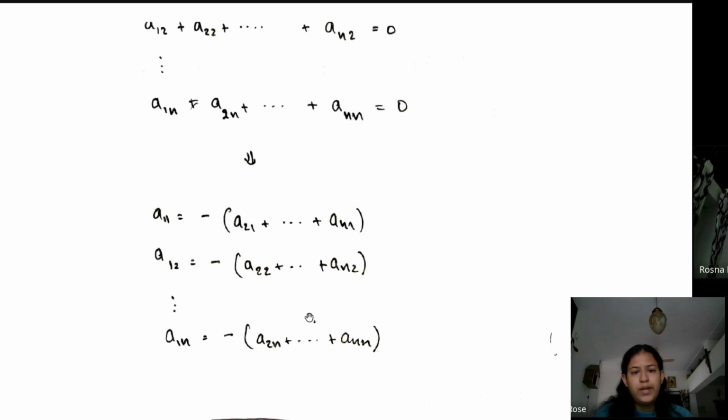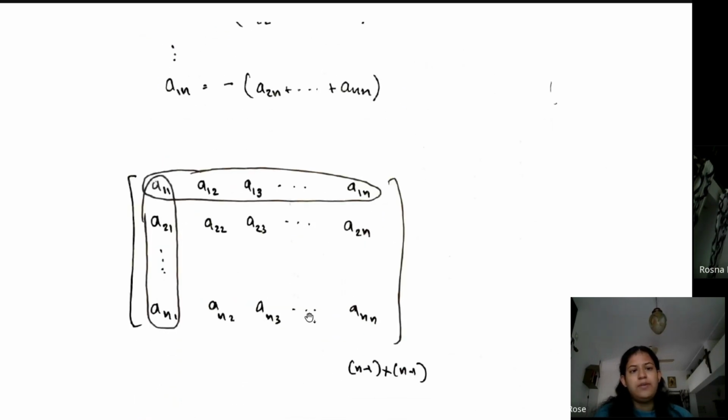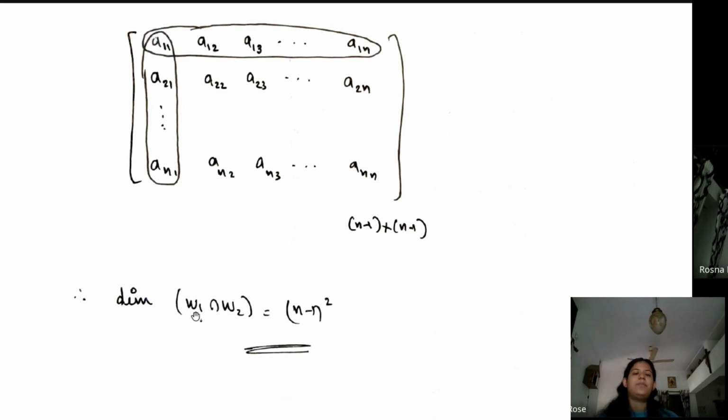So in short, what we have is a matrix in which each element here can be written as a linear combination of the elements of the rest of the things, and each element here can be written as a linear combination of the elements of the rest of the things. So which are the independent set of elements? These entries here are the independent set of elements, because the rest can be written as a linear combination of the elements of this region. So this is nothing but an n-1 cross n-1 matrix. Hence the dimension of W1 intersection W2 is equal to (n-1) the whole square.